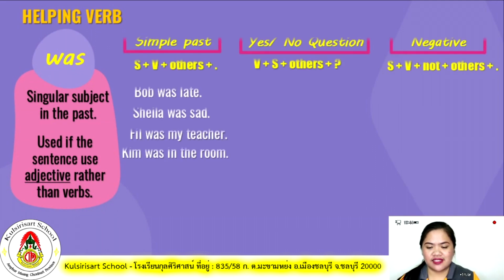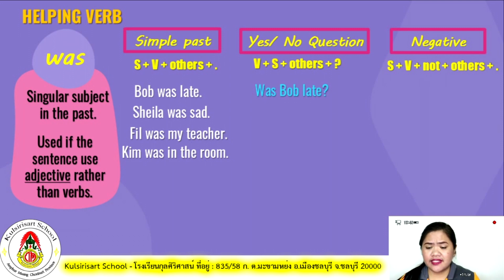Next, helping verb was. Bob was late. It will become, was Bob late? And Bob wasn't late. Sheila was sad.